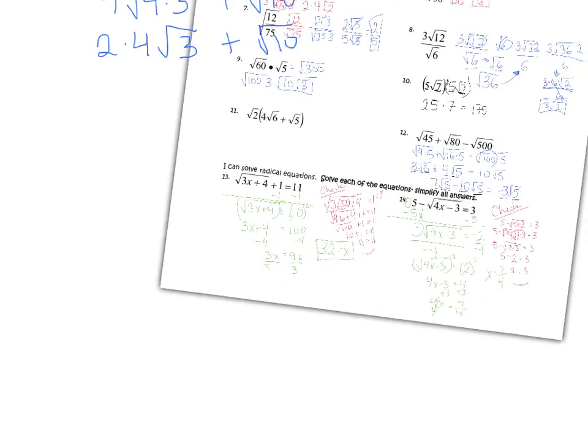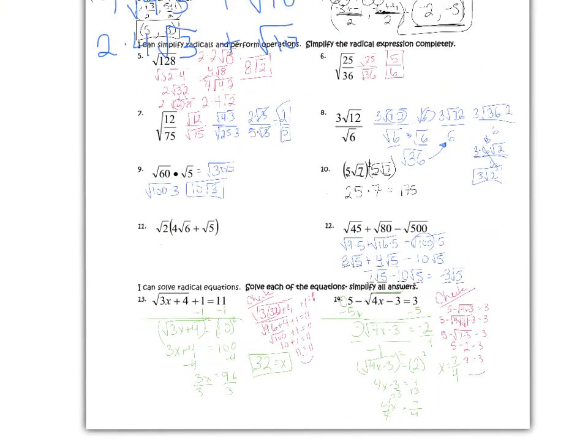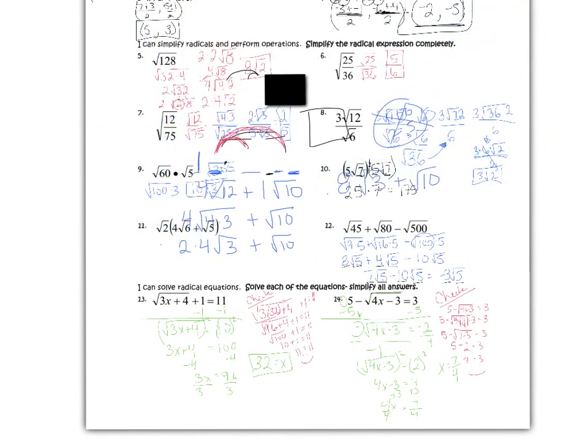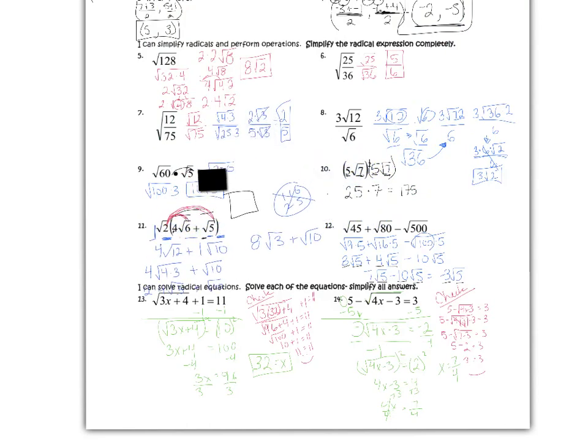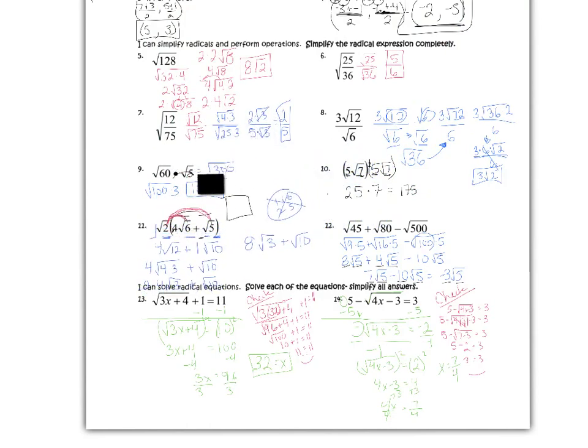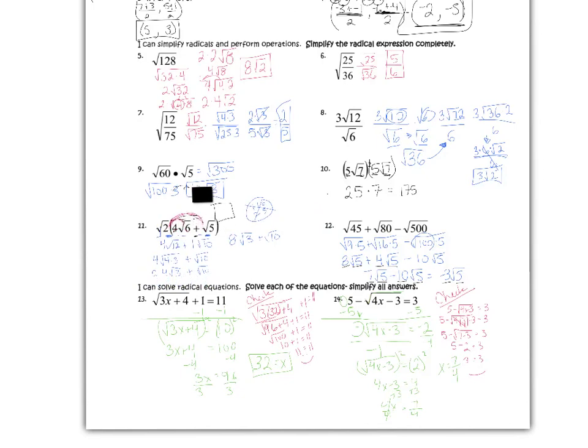Alright, so there's some stuff that kind of got all over the place for whatever reason. Try and put it back where it belongs. Alright, but overall, this is how you are going to do your problems. This is how you're going to work through your problems. This is the stuff that is going to be on your test. So, whatever you need to do to review, please do so.